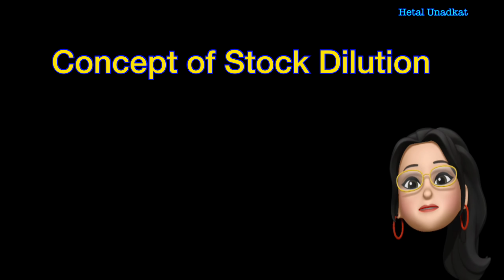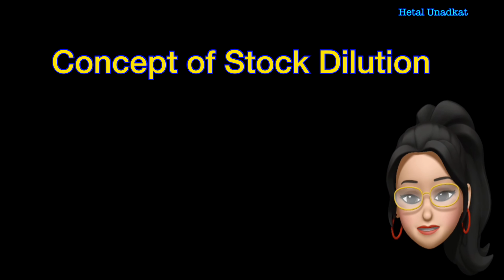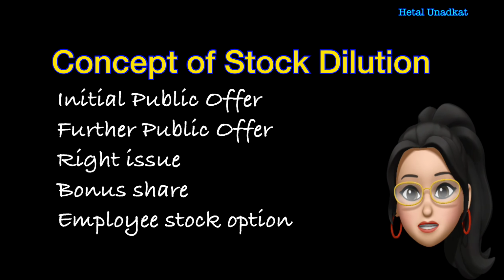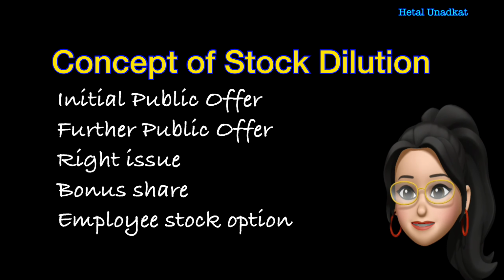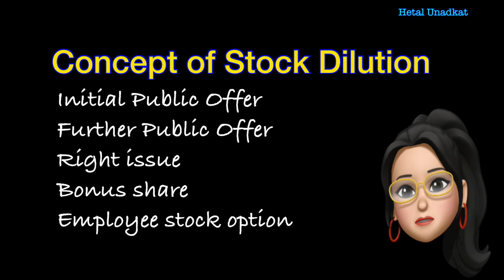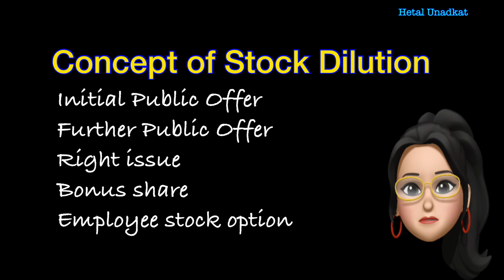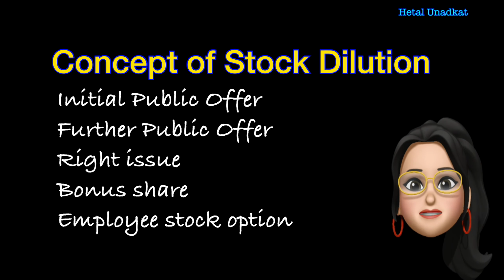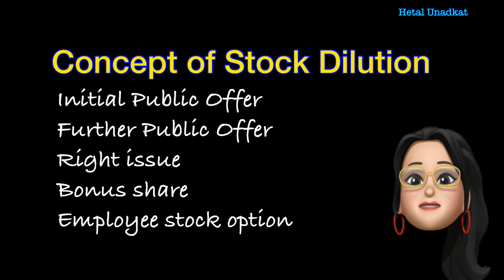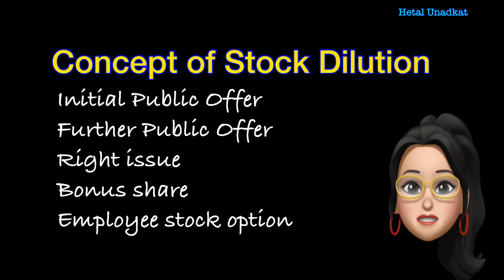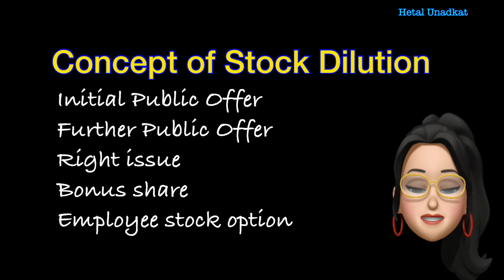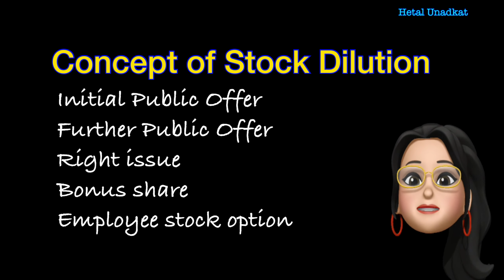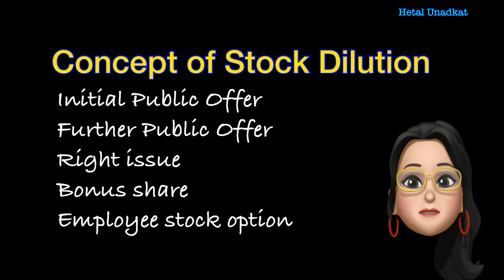Now, if we come to the issue of securities, a company does not issue all shares at one time. The company issues them whenever it needs money. So first is the initial public offer, then the further public offer, then the rights issue, bonus shares. So there are many ways for the company to issue securities in the market.